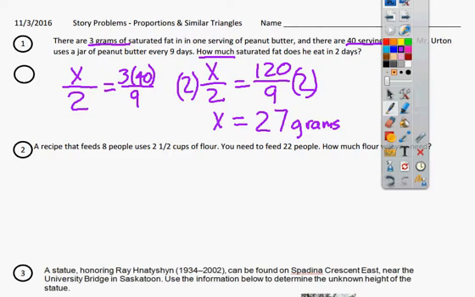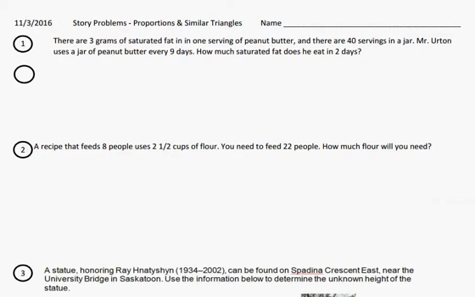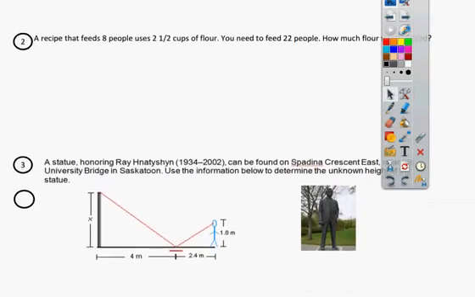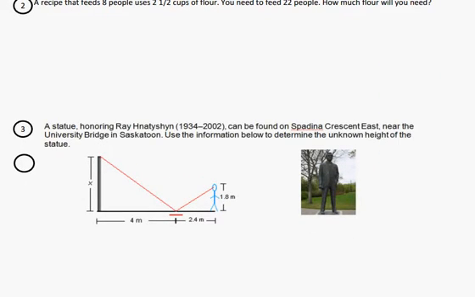Well, problem 2. Problem 2 is also a ratio problem, and this one is talking about a recipe. So we have a recipe that normally feeds 8 people. We're going to have a party, there are 22 people. We need to know how much flour we need to put in the recipe. So typically we use 2.5 cups for 8 people.